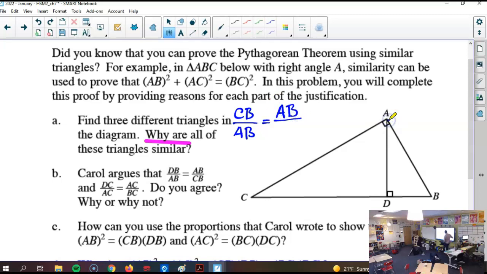Wait, short side. Hold on, AB is the short side of the big triangle. So if we're looking at the big triangle on top, then this is now the short side, and it should be B. What's the other short side? DB. Like, we can't trust the picture though.